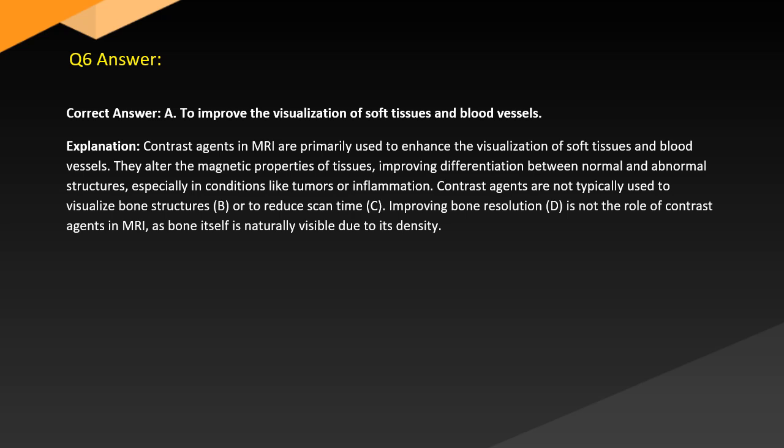Answer. Correct answer A. To improve the visualization of soft tissues and blood vessels. Explanation. Contrast agents in MRI are primarily used to enhance the visualization of soft tissues and blood vessels. They alter the magnetic properties of tissues, improving differentiation between normal and abnormal structures, especially in conditions like tumors or inflammation. Contrast agents are not typically used to visualize bone structures.